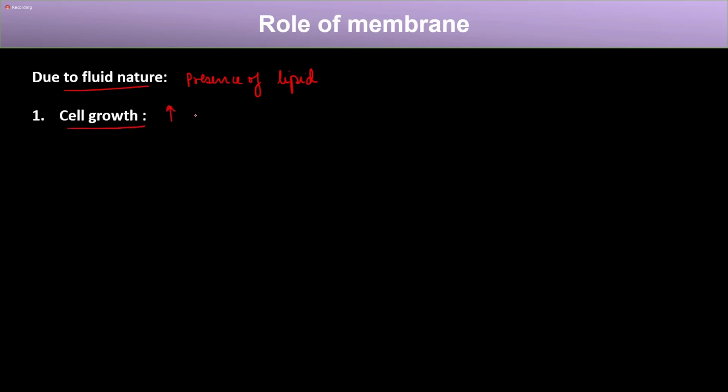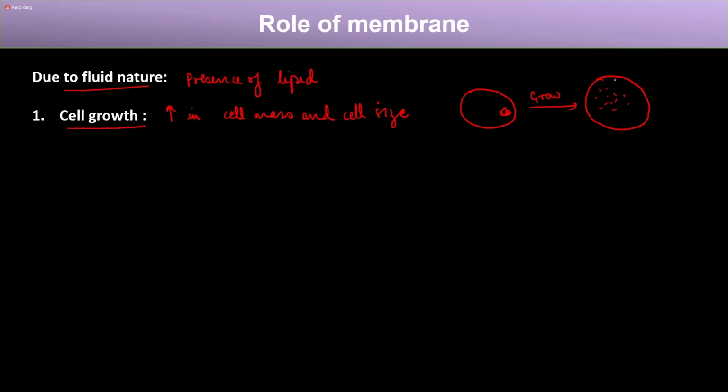It means an increase in cell mass and cell size. The cell increases in its mass as well as in its size. In order to accommodate this, a cell has to increase its boundary as well, and the boundary of the cell is the plasma membrane. Suppose this is a cell. When it grows, all its contents will increase in size, and for that purpose, the plasma membrane also grows. In this way, it helps in cell growth.